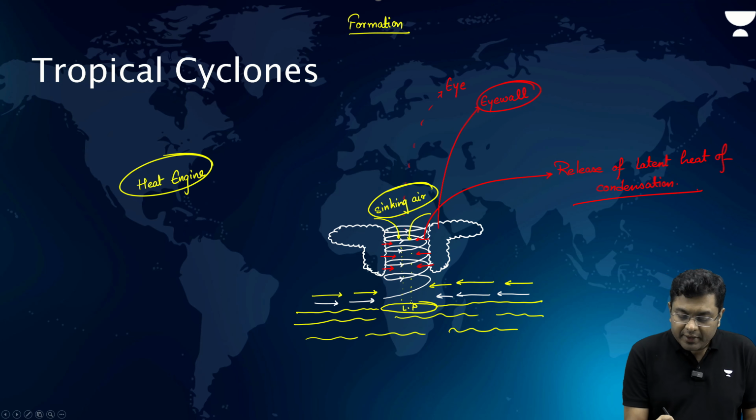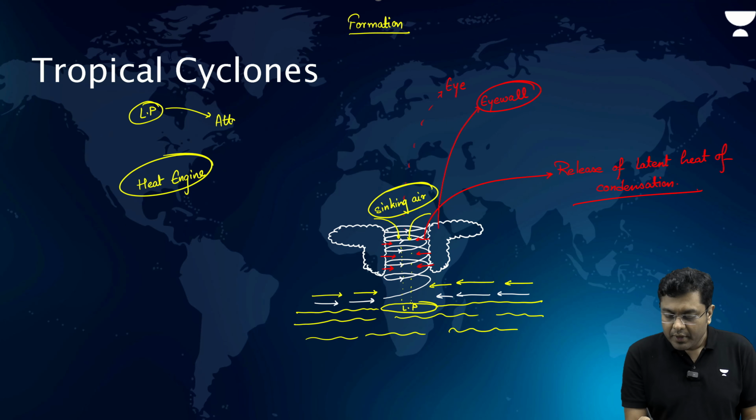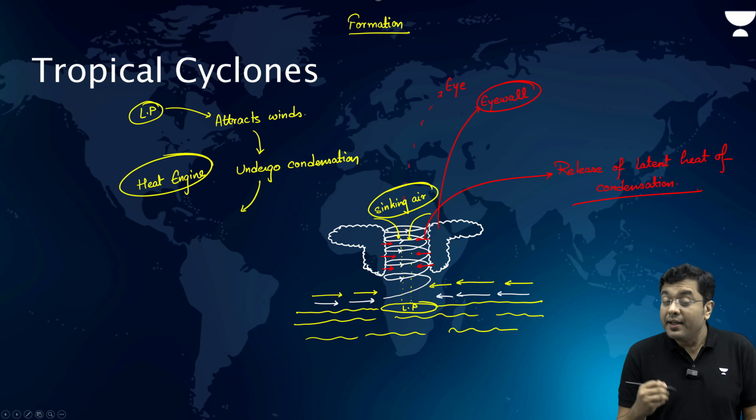That is because, in a simple flow chart here, low pressure attracts winds. Now these winds will undergo condensation because they are moist. As they undergo condensation, latent heat will be released.